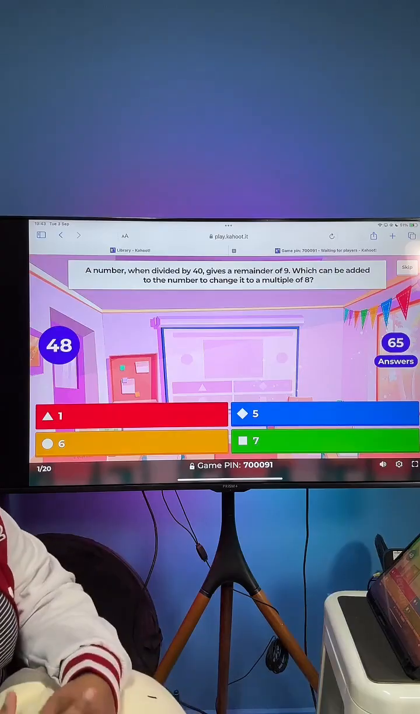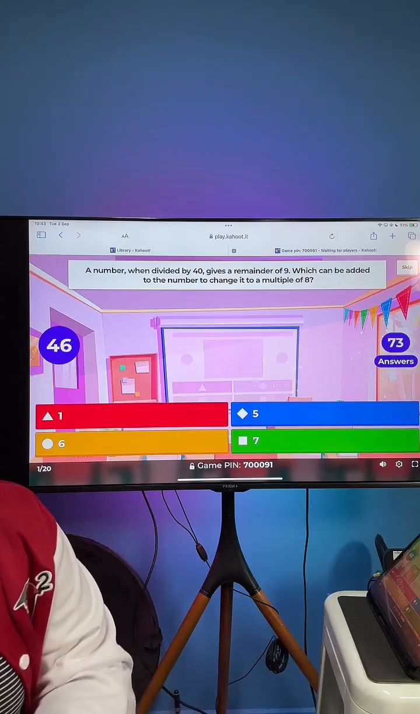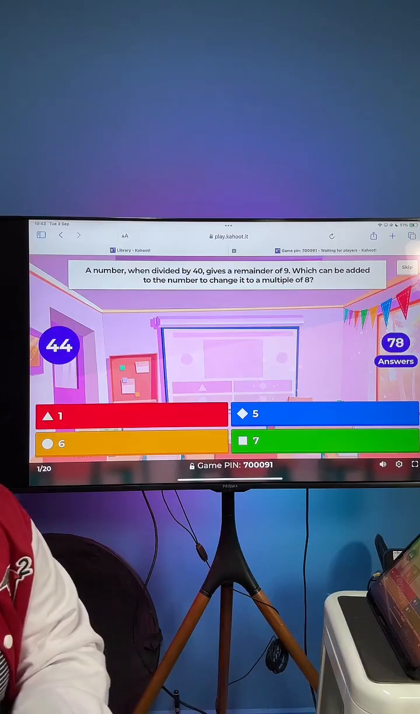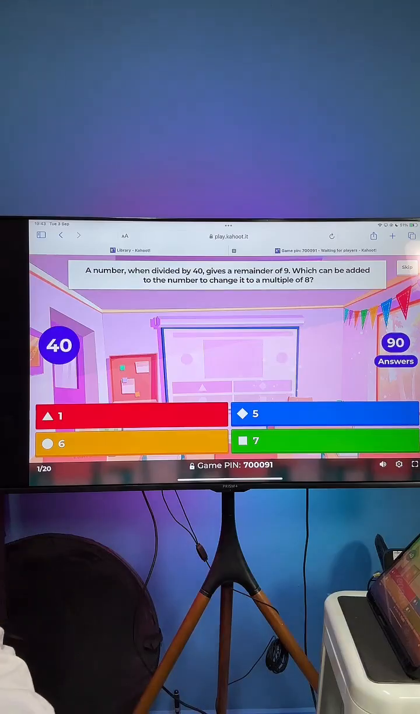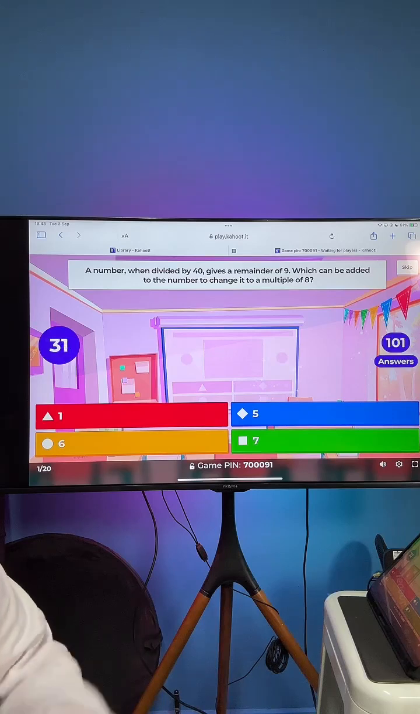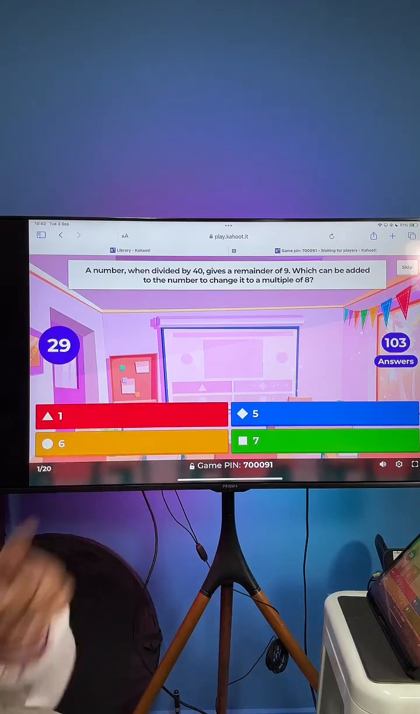Alright, first question here. This is from the 2015 paper. A number when divided by 40 gives a remainder of 9. Which of the following can be added to the number to change it to a multiple of 8? Cannot use calculator. This is a Paper 1 question.